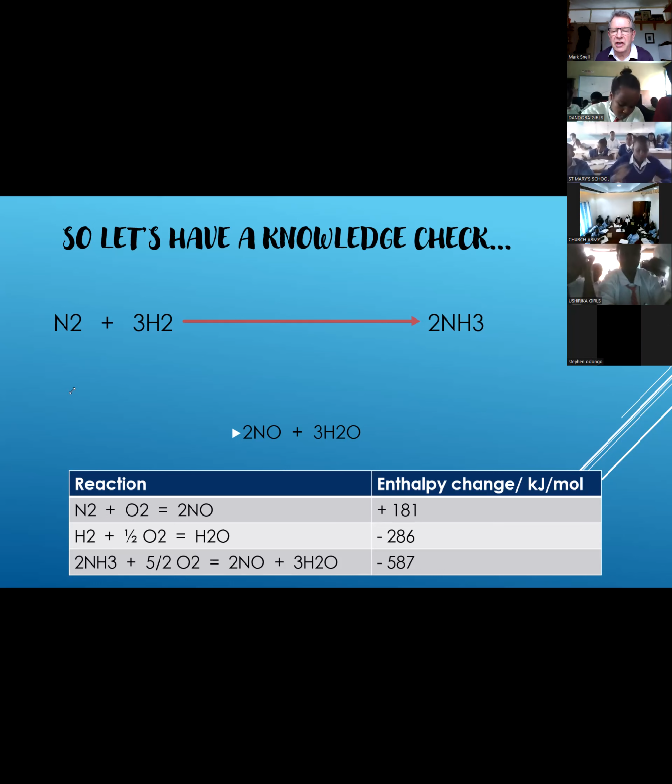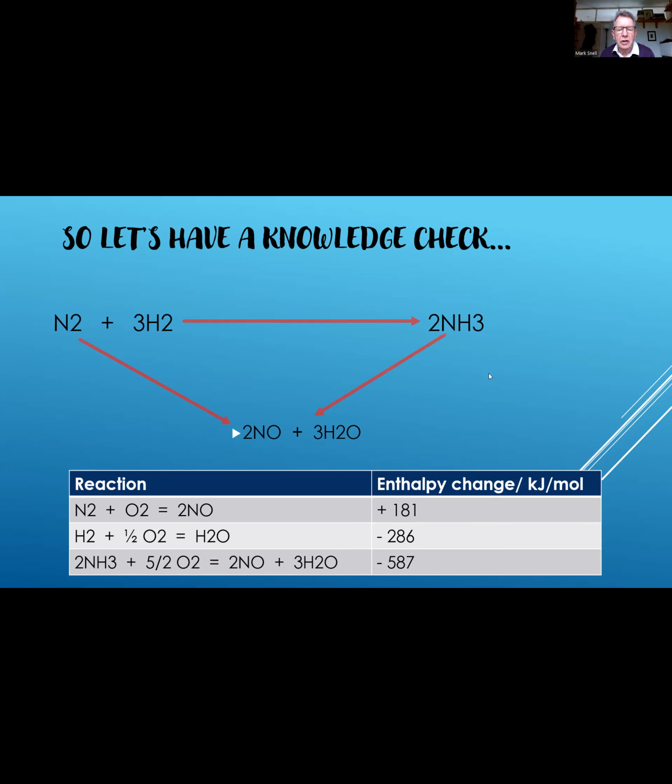So I'm just going to help just a little bit. You're going to have arrows like this. This N2 to 2NO will be worth positive 181. That arrow there will be worth 181 in that direction. Try and work out what 3H2 to 3 waters is worth if 1 hydrogen to 1 water is negative 286. So that arrow there, what will that be?